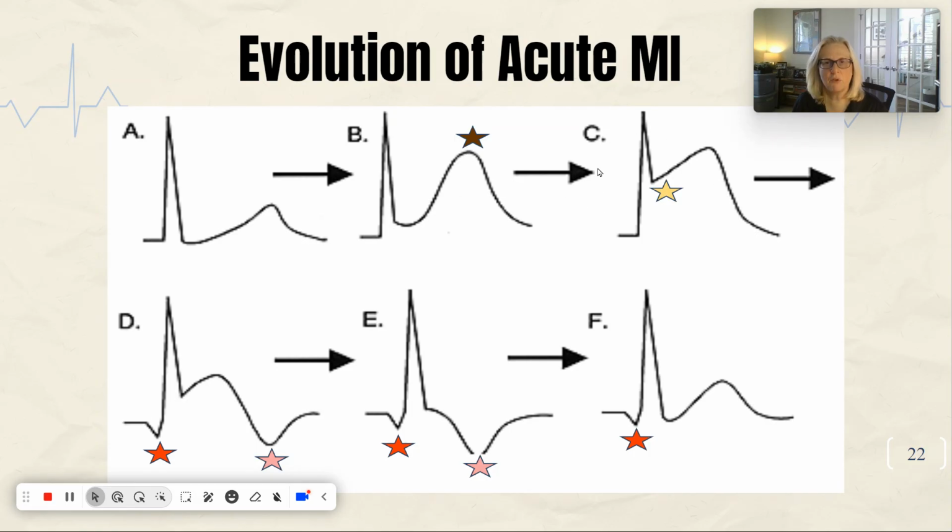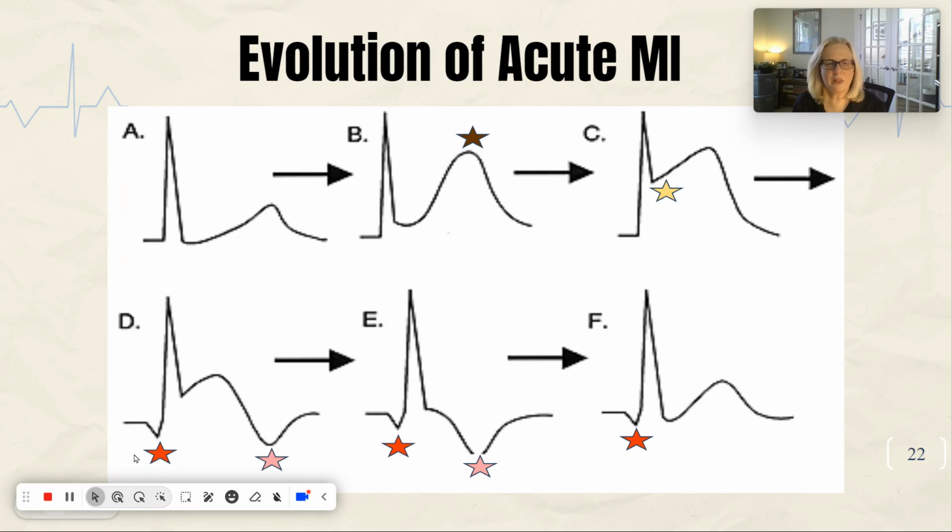Second phase is full blown ST elevation. That's where the star is. This is your ST elevation, your STEMI, where the ST segment is way above the isoelectric line. From here, we're going to start to come back down. They're going to start to feel a little bit better. You're going to still see a little elevation. Now you're going to have an inverted T.